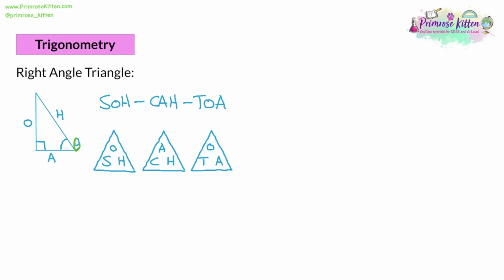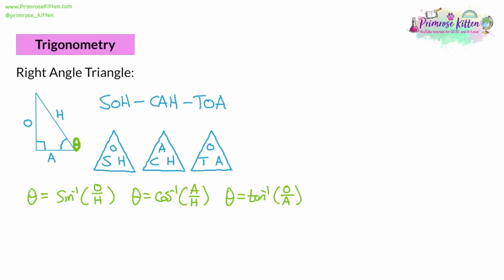If you want to find a missing angle, theta, then look at the form of triangles. You cover up the S, C, or T. You look at what's left over, and you should have two letters on top of each other. So, for example, theta could be the inverse sine of O over H. That's what you get from the first form of the triangle. Or it could be the inverse cos of A over H. Or the angle could be the inverse tan of O over A. So that's what it means when you've got the letters on top of each other.